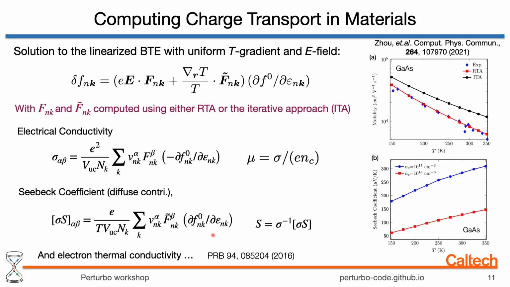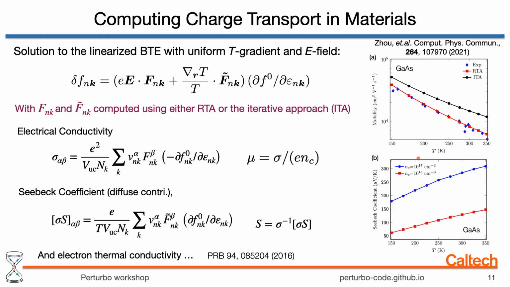So to summarize, we can find a solution to the Boltzmann transport equation by linearizing it, by assuming that we have a weak temperature gradient or electric field. And we write the delta F in terms of this capital F as well as this capital F tilde. And these can be found either by calculating the RTA approximation or calculating the full solution using the iterative approach. And once we have these unknowns, we can plug them into the expressions for electrical conductivity or for the Seebeck coefficient for thermal properties.